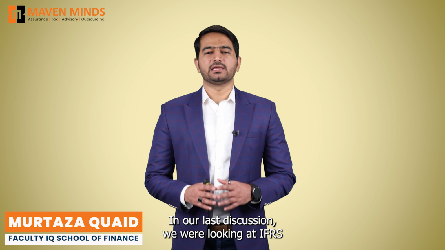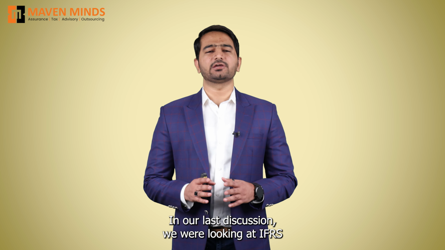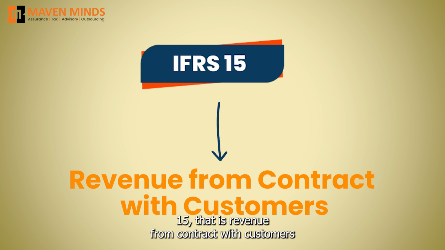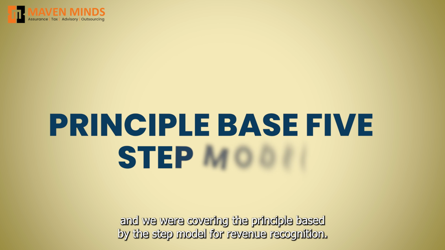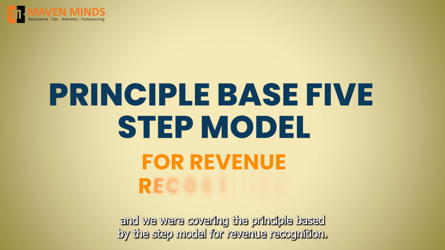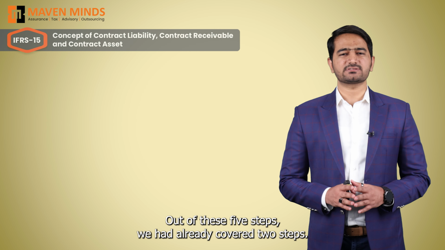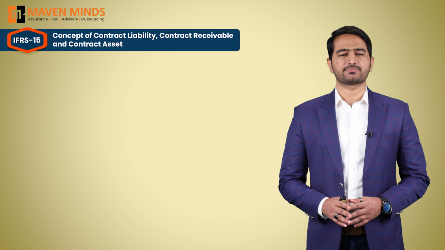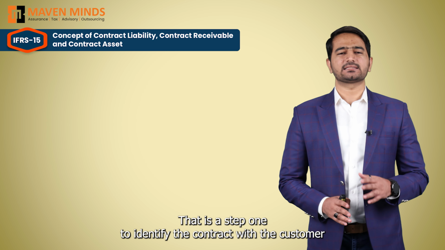Hello everyone. In our last discussion, we were looking at IFRS 15, that is revenue from contract with customers, and we were covering the principle-based 5-step model for revenue recognition. Out of these 5 steps, we had already covered 2 steps, that is step 1 to identify the contract with the customer and step 2 to identify the performance obligation in the contract.